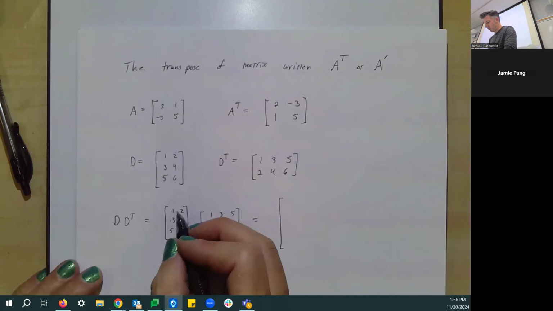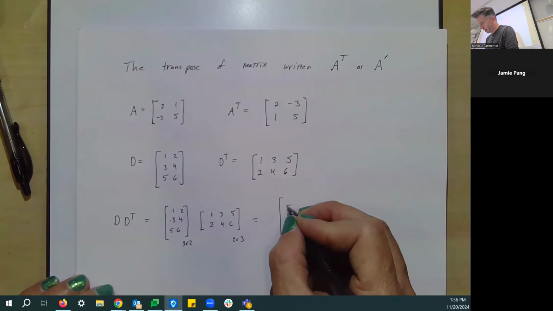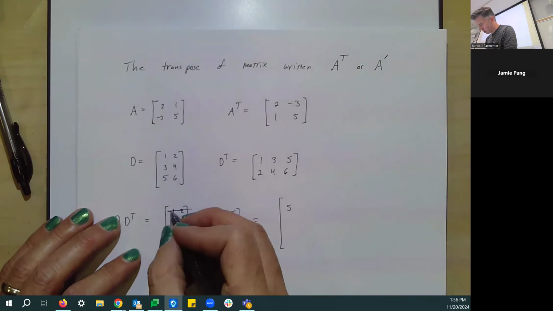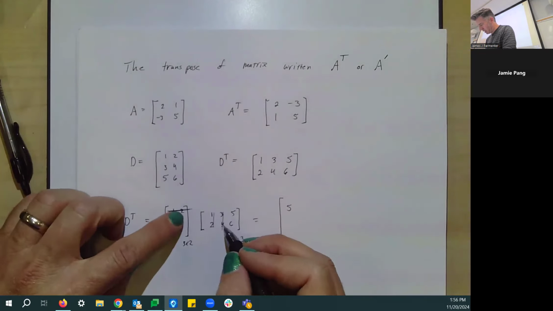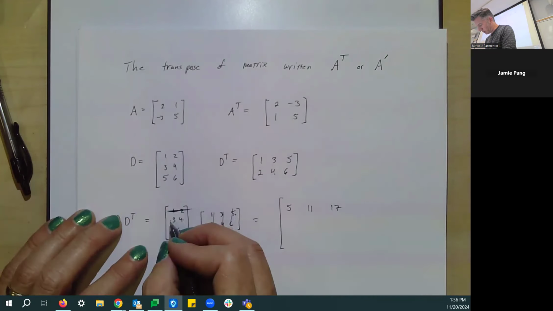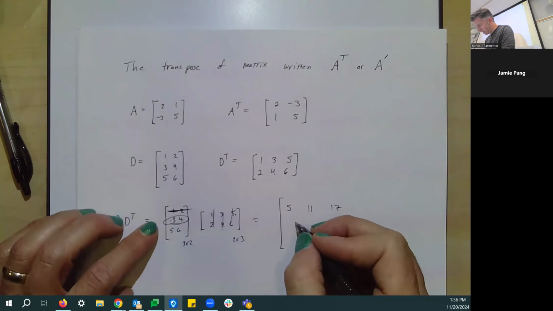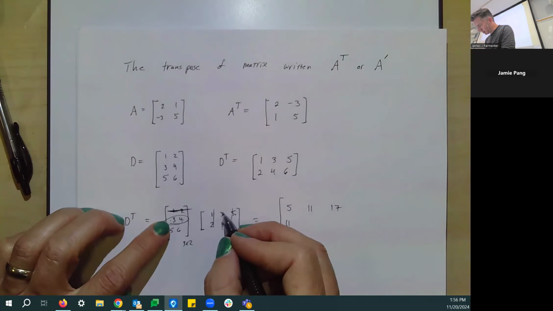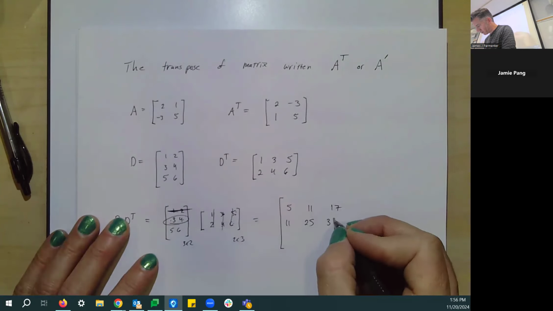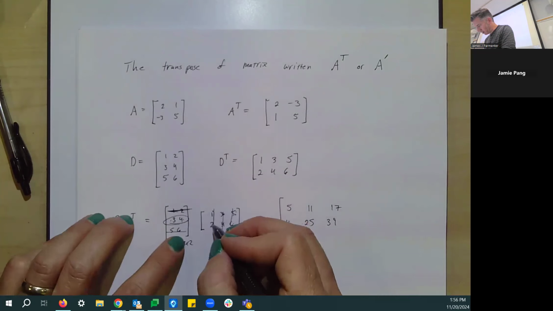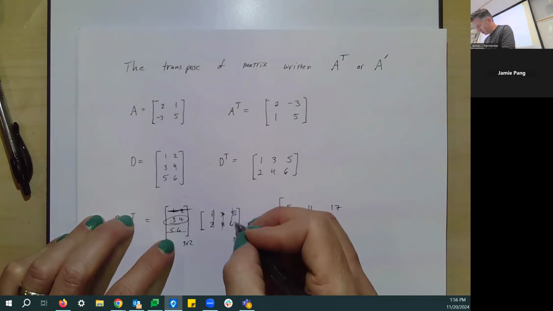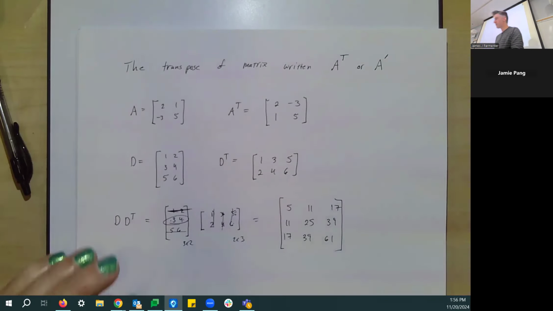Let's see. 1 times 1 plus 2 times 2 is 1 plus 4, which is 5. And then I do like to do this with this, and then this with that. So 3 plus 8, and then this with that, so 5 plus 12. Now moving on to the second row, this with that is 3 plus 8. This is 9 plus 16. And then 15 plus 24. And then finally this last one, 5 plus 12, 15 plus 24, and 25 plus 36. Cool.